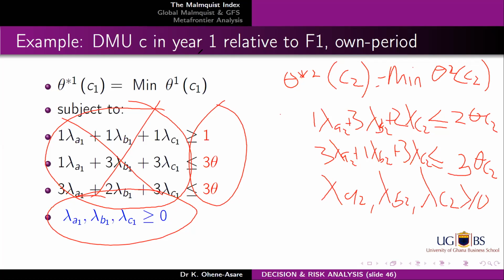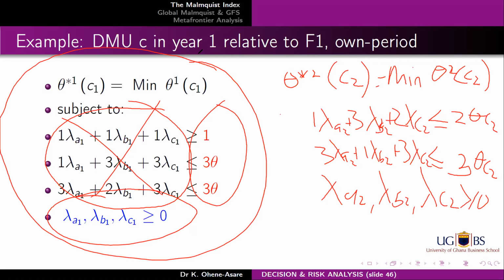And that will settle you for this second own period efficiency score. So you've done 2 of them. Remember, the Malmquist can only be calculated having 4 different efficiency scores. So you now have one efficiency score which is own period, another efficiency score which is own period. You need 2 more, which are cross period.